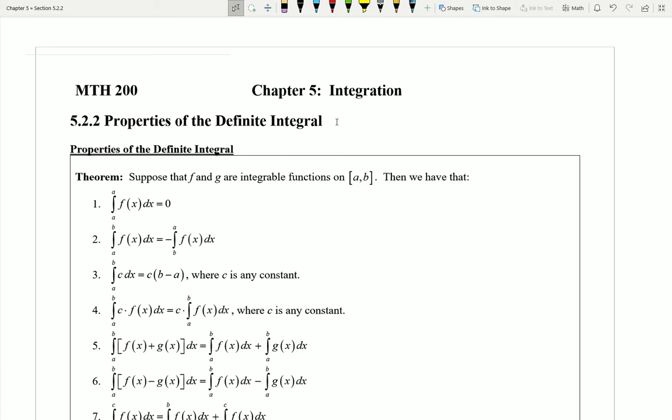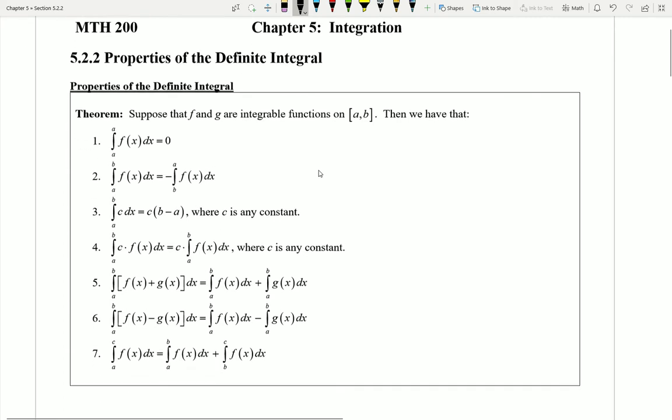And remember again, when you hear the words definite integrals, you should automatically be translating that into area under a curve. With that in mind, in this section we're going to take a look at a lot of different properties of definite integrals, or properties of areas under curves. And if we take a look at what the theorem states here, we'll see that we have 7 different properties right from the start.